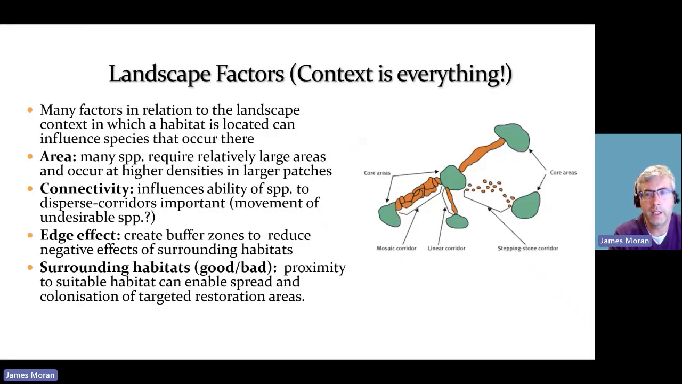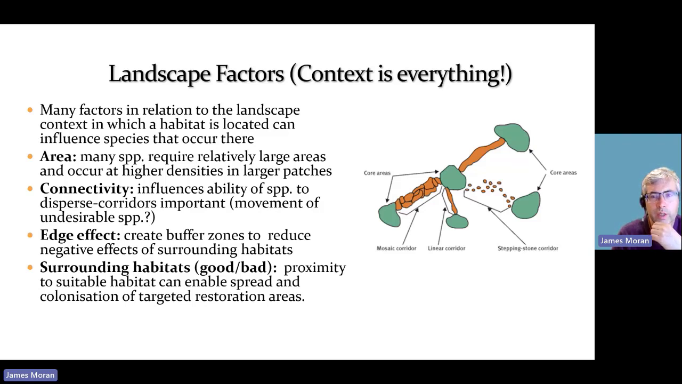Landscape factors, essentially the context in which a habitat is situated, can influence the species that occur there. Landscape factors include factors such as area, with many species requiring relatively large areas of suitable habitat to sustain viable populations. Species generally occur at larger densities in larger habitat patch areas. Connectivity between habitats is an important factor and influences the ability of species to disperse between areas, and corridors are important features along which species can disperse between larger core areas.